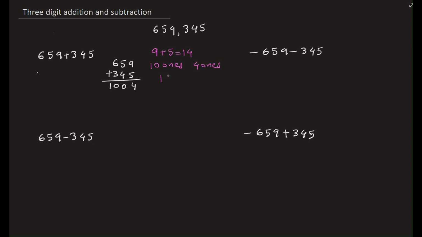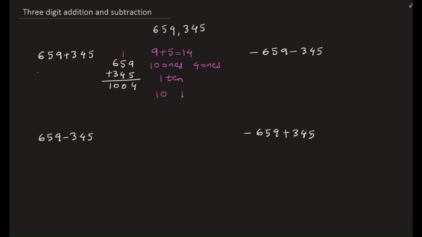This 10 ones equal 1 ten. But in the units place I can write only 4. So I write 4 ones, and this 1 ten I carry over to the tens place. So in the units place I have 4 in the answer. Then I have the tens, which is 1 plus 5 plus 4, which equals 10.